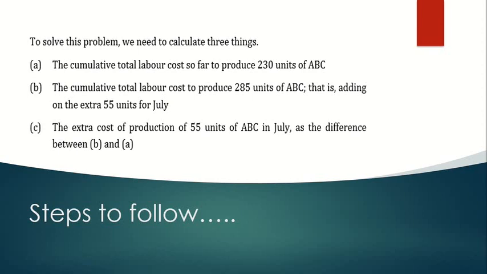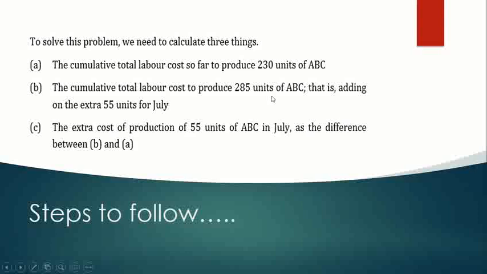To sort out this problem, we need to calculate three things. First, the cumulative total labor cost so far to produce the 230 units of ABC. We want to find the total labor cost if we are producing 230 units, which means the cost at June end. Second, the cumulative total labor cost to produce 285 units, which means after the July production, our cumulative production will be 285.